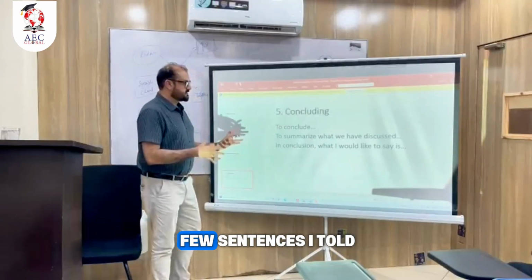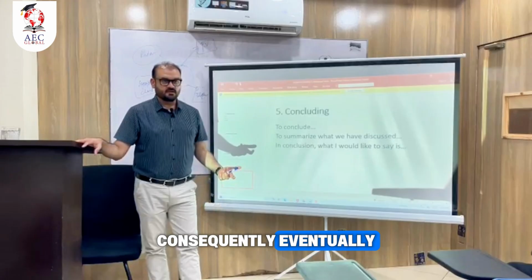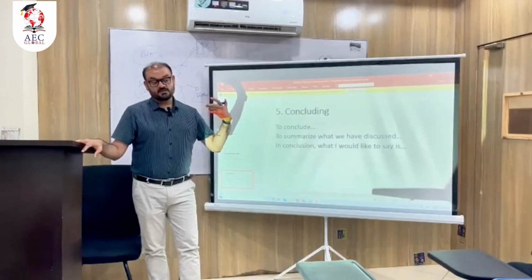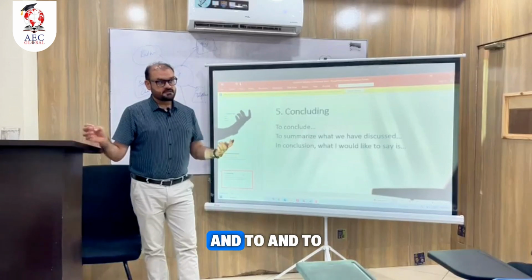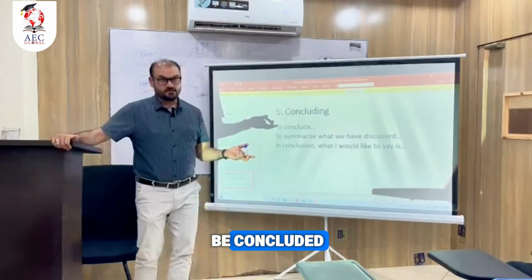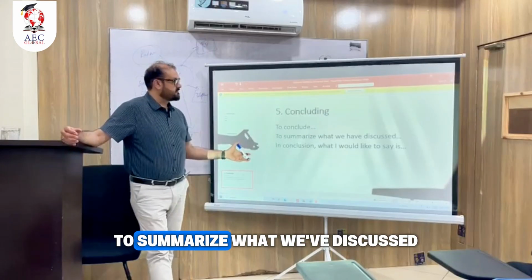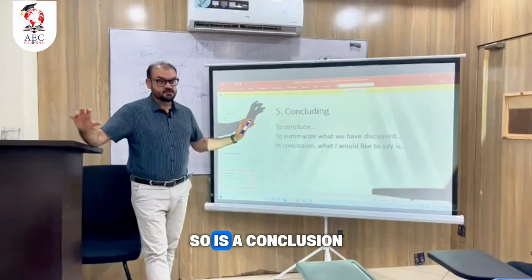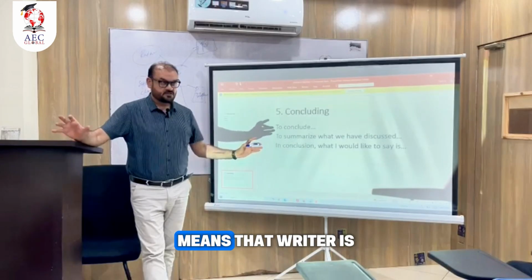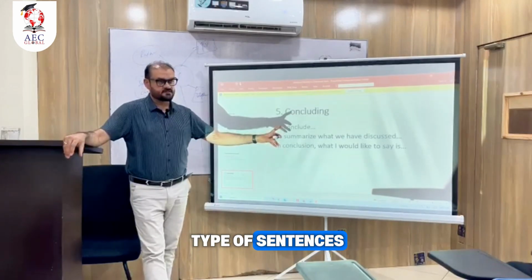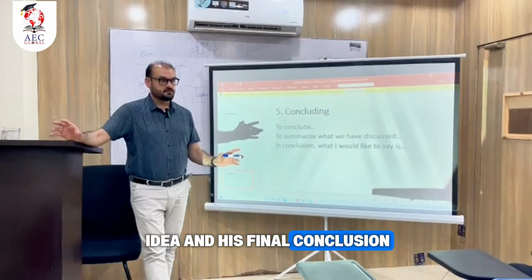Concluding, so these are a few sentences I told you about, words like consequently, eventually, finally, to sum it up, and to conclude, and to cap it all, to summarize, which we discussed. So this is a conclusion, and this is all about the main idea. It means the writer is trying to use such types of sentences to produce a main idea and his final conclusion.